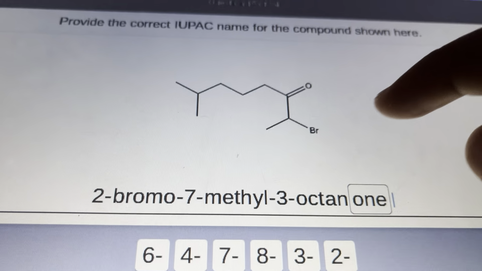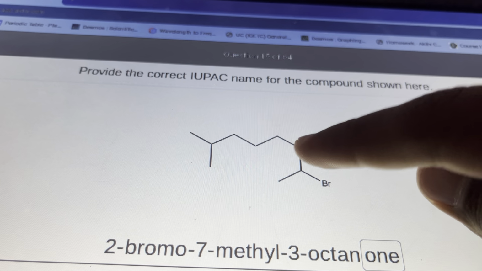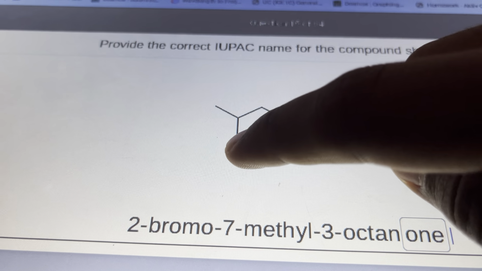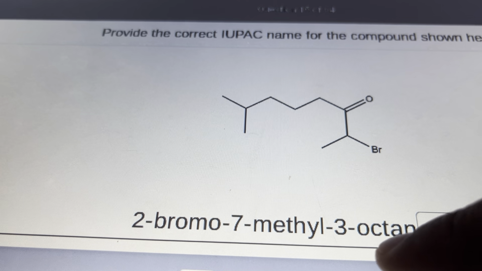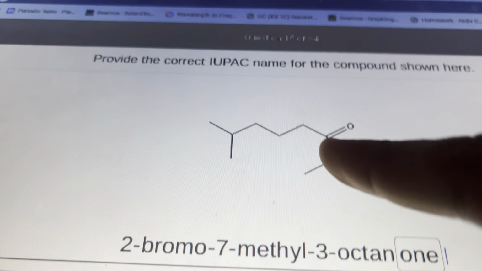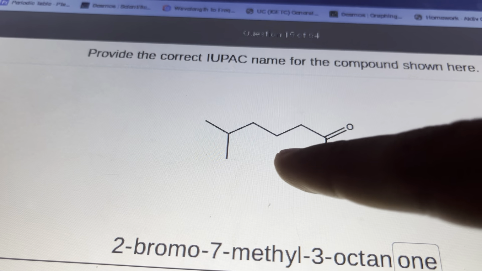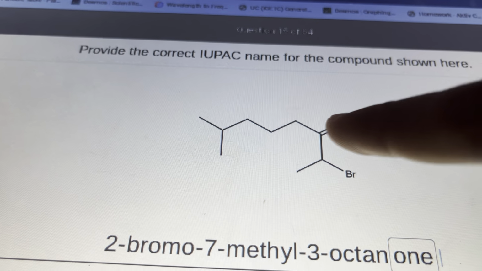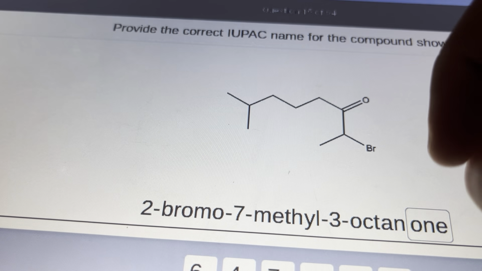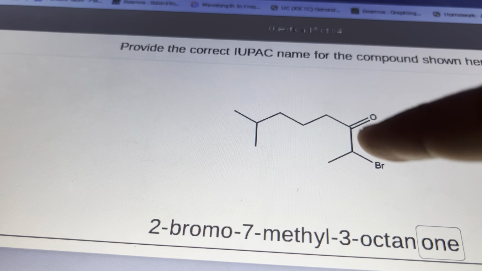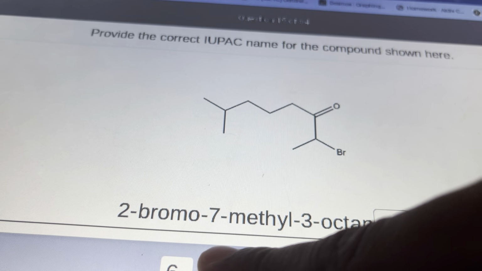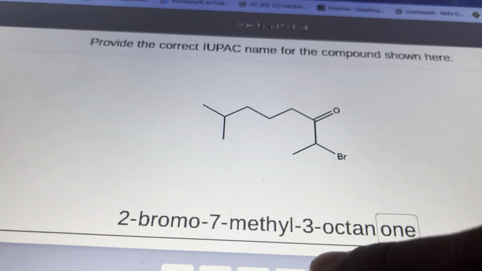Okay, here. So remember, you start nearest the oxygen bond. So we do 1, 2, 3, 4, 5, 6, 7, 8. So oct, the 8, oct, and one, because remember, we only have an oxygen double bond. Remember, oxygen double bonds tell us it's a ketone. If there was a hydrogen connected to this, that would be an aldehyde. But ketones only have an oxygen double bond. So yeah, we have 3-octanone. And then at 2 here, we have a bromo. And then at 7, we have a methyl. And remember, bromo comes first, because it's first in the alphabet. Then it's the methyl. Then you tell where the oxygen double bond is.